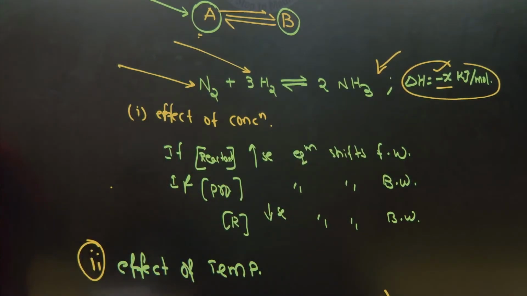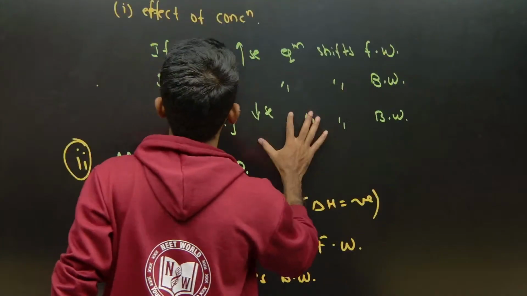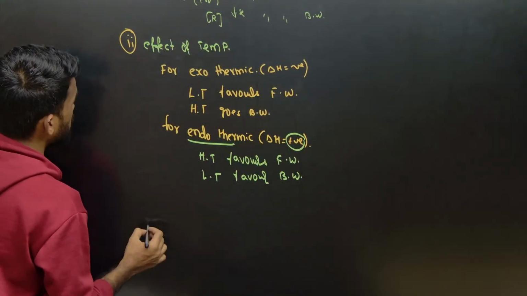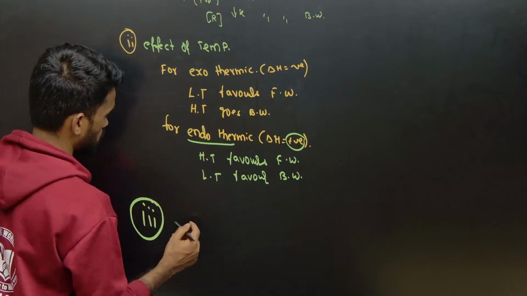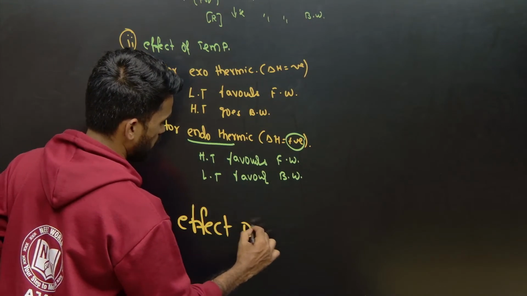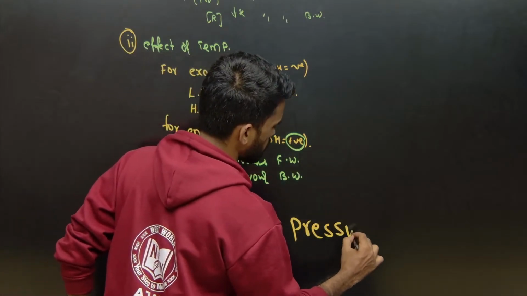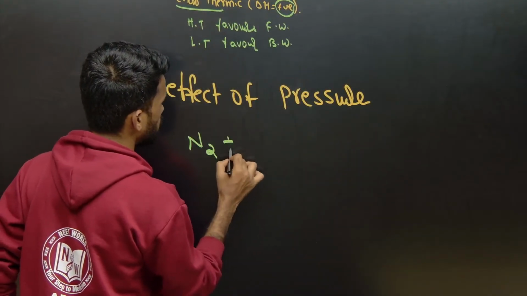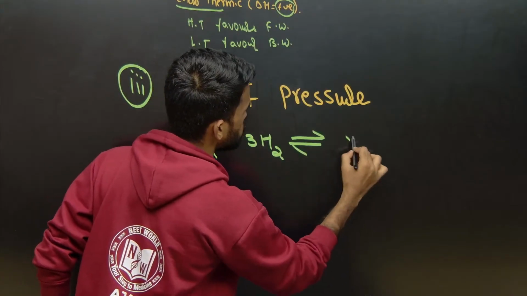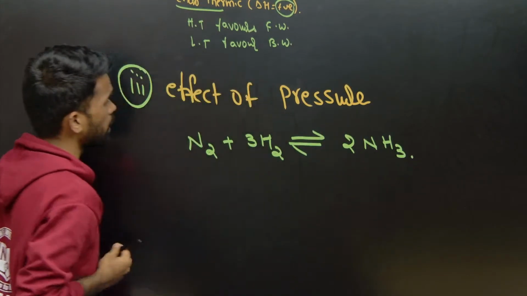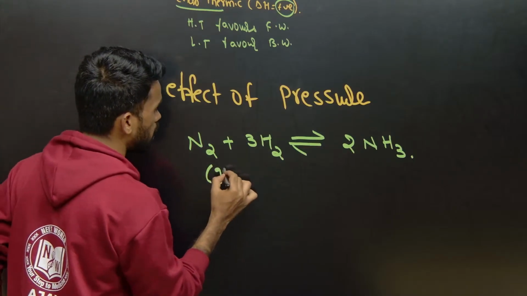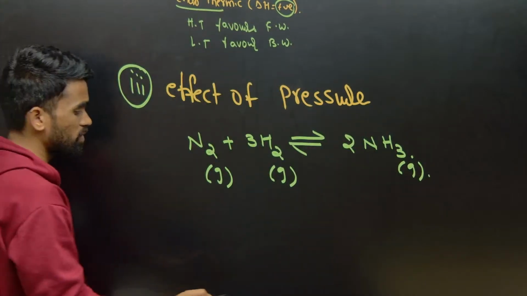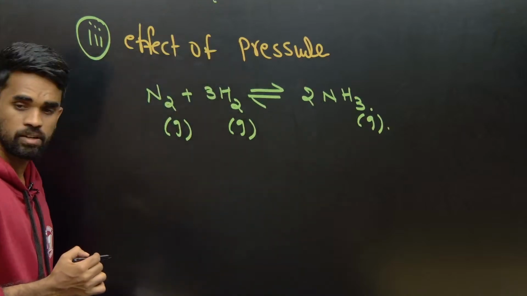Now the next thing, we will discuss the effect of pressure. Again I am writing the same reaction here, N2 plus 3H2 in equilibrium with 2NH3. Now look here, all the species involved in the reaction are gaseous species only. So whenever we have gaseous species, what to consider here?